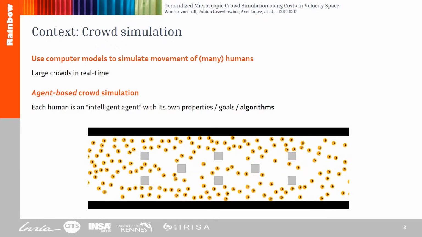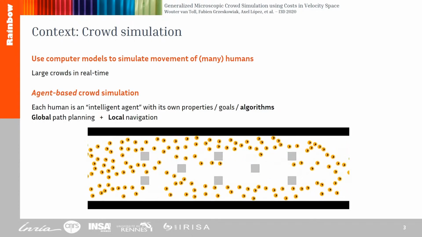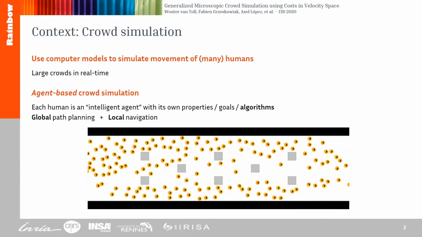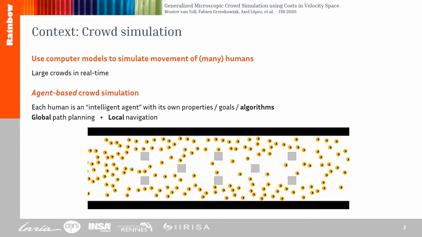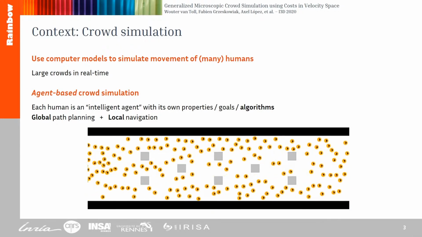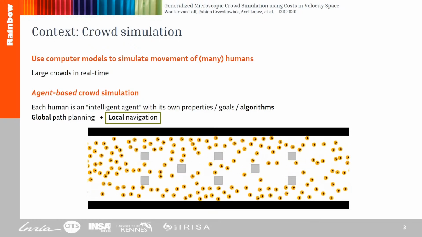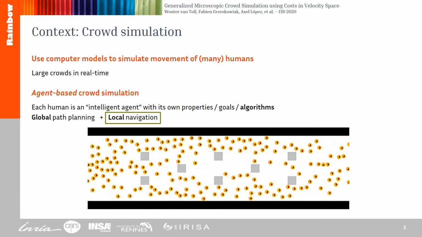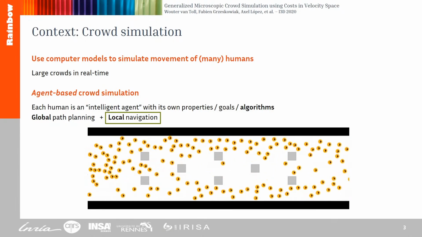for achieving those goals. There's a distinction between global path planning, where an agent just plans a path to the goal, and local navigation, where an agent tries to follow this path during the simulation while avoiding collisions with other agents, for example. Now, this paper is purely about the local navigation component, so that's good to keep in mind throughout the presentation.